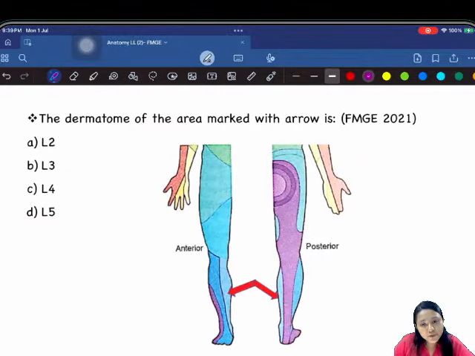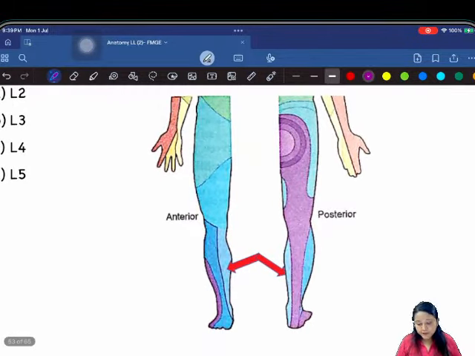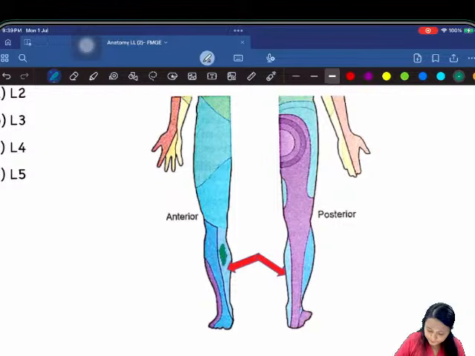Now, next question is a bit difficult. If you try to remember a dermatome, then it's easy for you. So, dermatome of the area marked with the arrow. थोड़ा ध्यान से देखो. This is the anterior aspect. So, they have marked this area. Anteriorly they have marked the medial surface, medial part. ठीक है, posteriorly भी ये एरिया है. Medial aspect mark किया है.